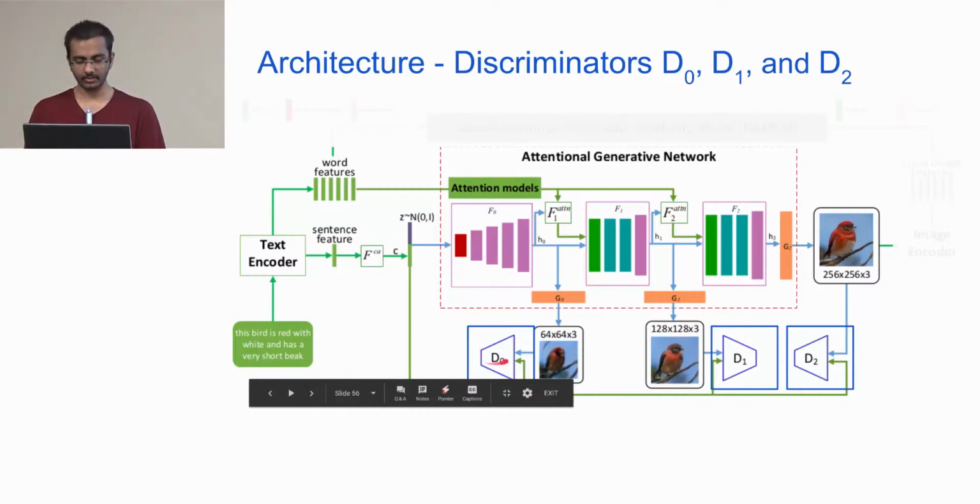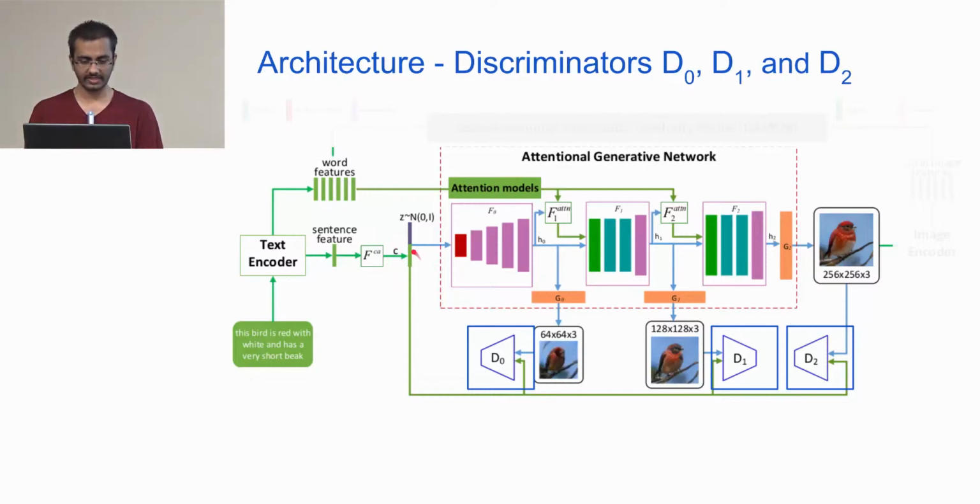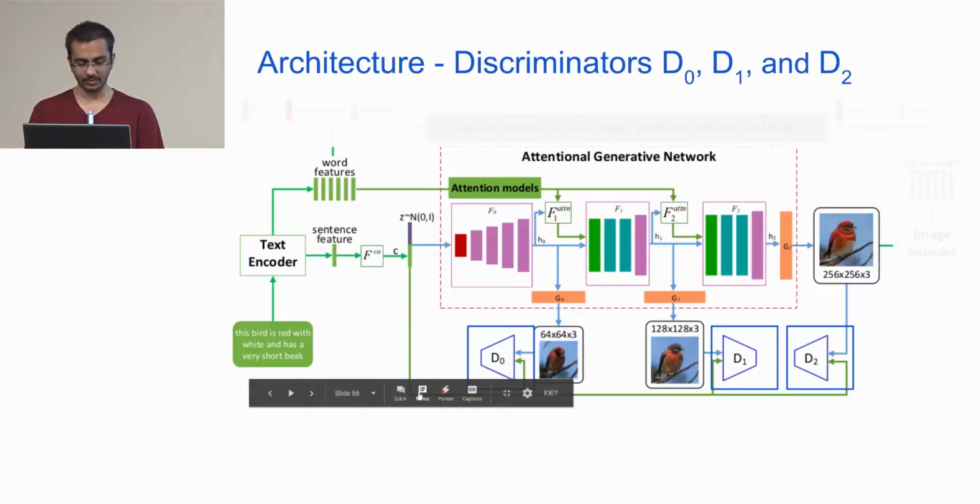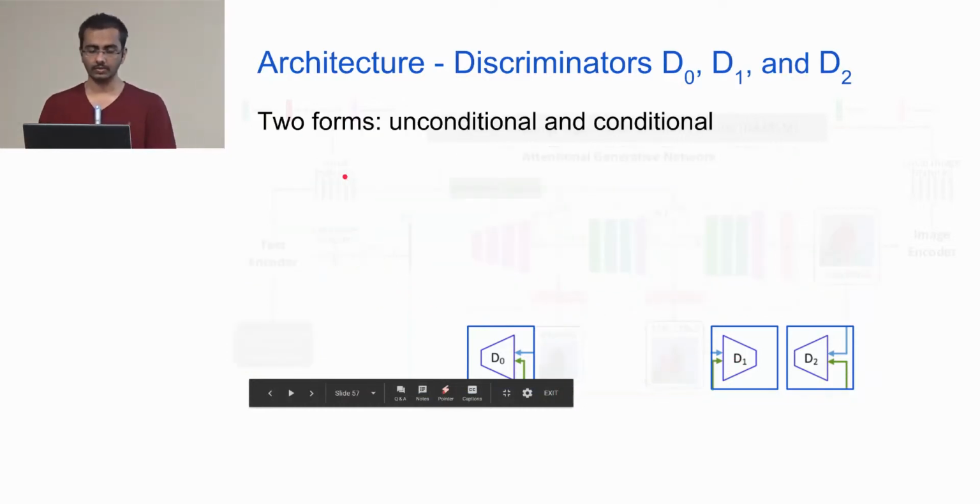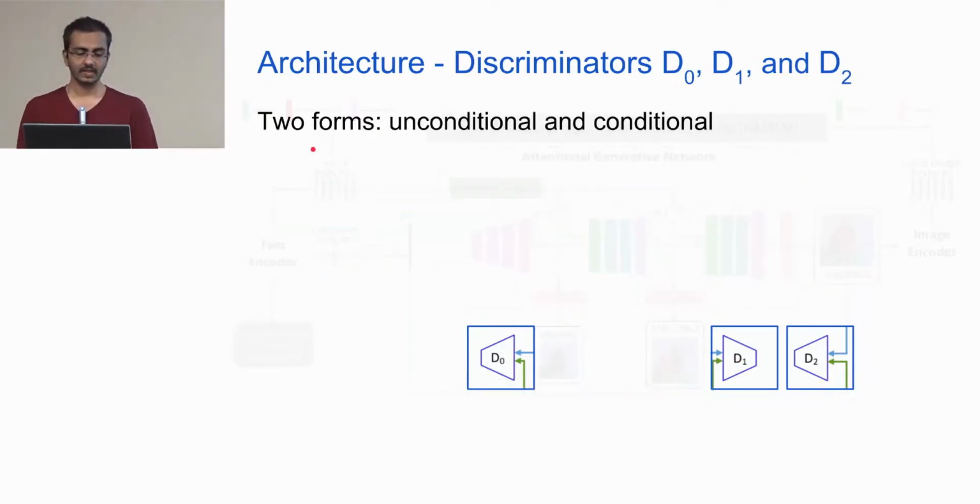Okay, since we are talking about generators, let's talk about discriminators and how they are designed. So these are the 3 discriminators, as you can see, attached right after the generated image. And as you would see from the diagram here, this green line means just taking the sentence level features and not the noise vector, which may be confusing to some. It was to me. So this green line you see here just takes the sentence feature, and we'll talk about how. So the discriminator has 2 forms, unconditional and conditional.